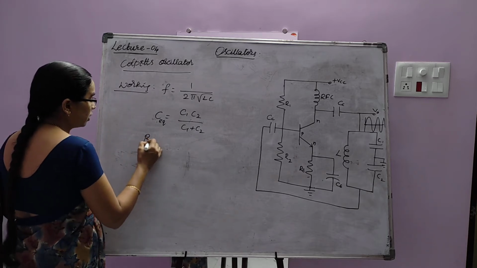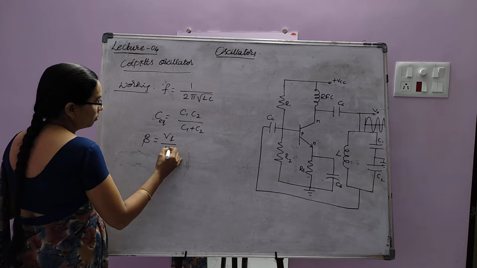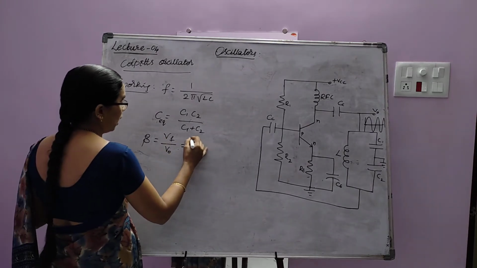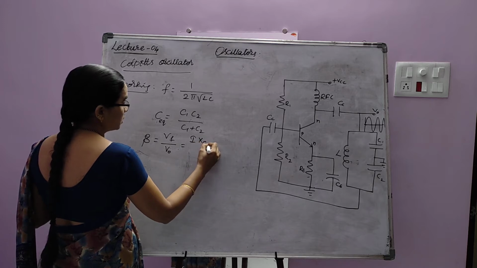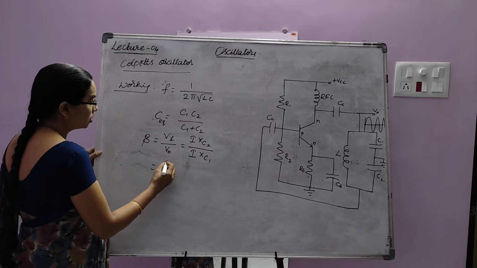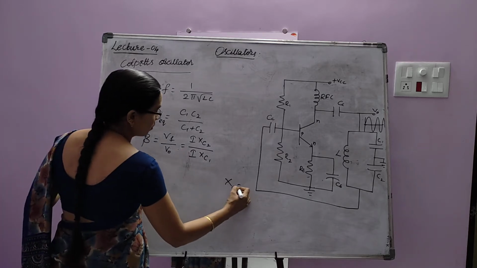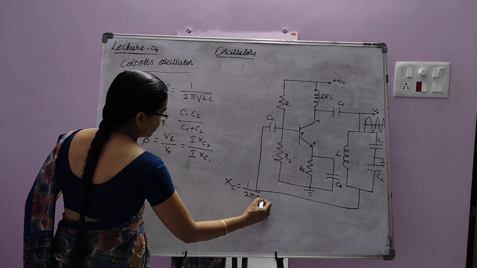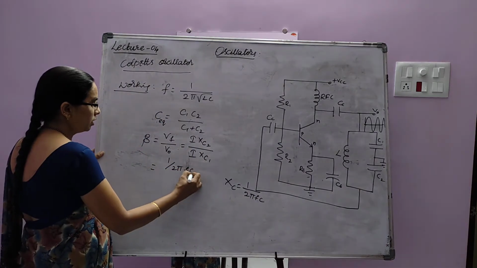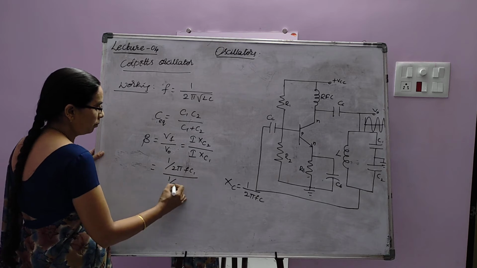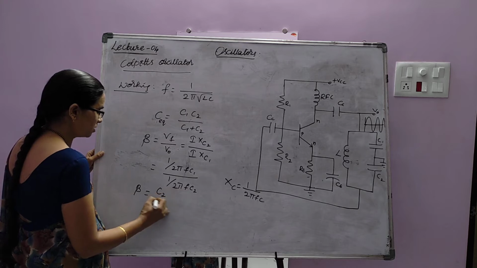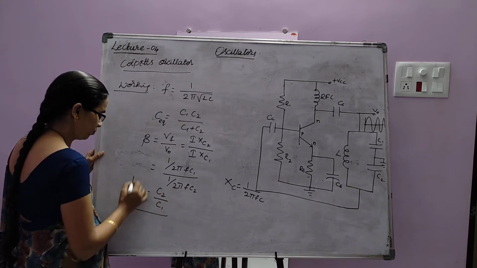And the feedback fraction, that is Vf by V0. Vf is I into XC2, V0 is I into XC1. XC can be written as the capacitive reactance 1 by 2 pi fC. So I cancels, 1 by 2 pi fC2 divided by 1 by 2 pi fC1. Therefore the feedback fraction will be given as C1 by C2.